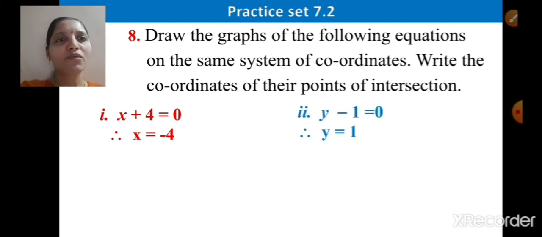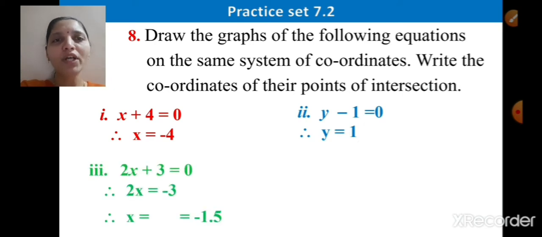Now let's see what is the next equation. Y minus 1 is equal to 0. Now let's convert it in the simplest form. Therefore you will get y is equal to 1. That is y is equal to b. Third one, 2x plus 3 is equal to 0. Now 2x, shift this 3 to the other side, you will get 2x is equal to minus 3. Now shift this 2 to the other side, you will get x is equal to minus 3 upon 2, that is equal to minus 1.5. So that will be your third equation.